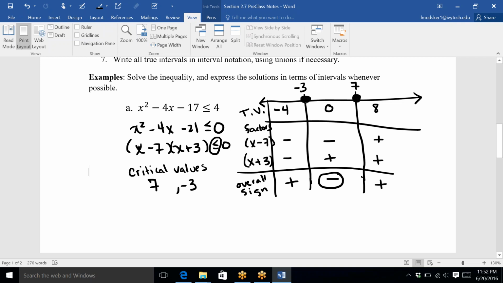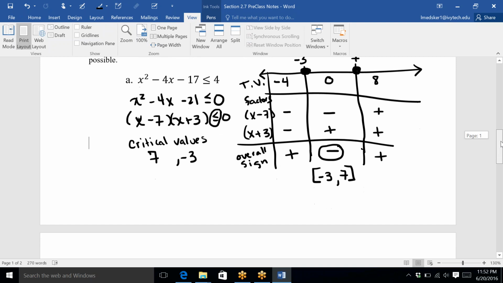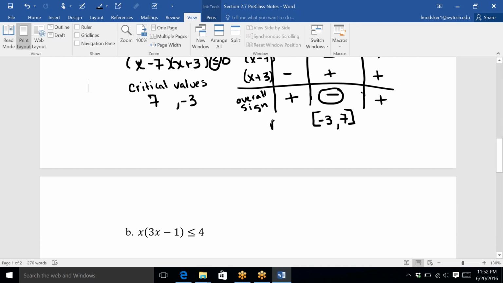Now this region, and this is why I did the closed circles here, is negative 3 comma 7 with brackets on each bar because we could equal 0 at either of these values, and we did have an equal to bar. So that's my first one. So this is my answer right here.